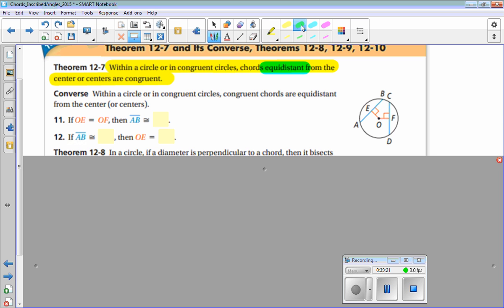So what is that theorem actually saying? If the chords are equidistant to the center, what do I know is true about the chords themselves? The chords themselves are going to be congruent. So if I know this to be true, then I know for certain that length AB is the same as length CD. Very good. That's an important one. So draw the picture with that, and make sure that you have this statement written down. Good.